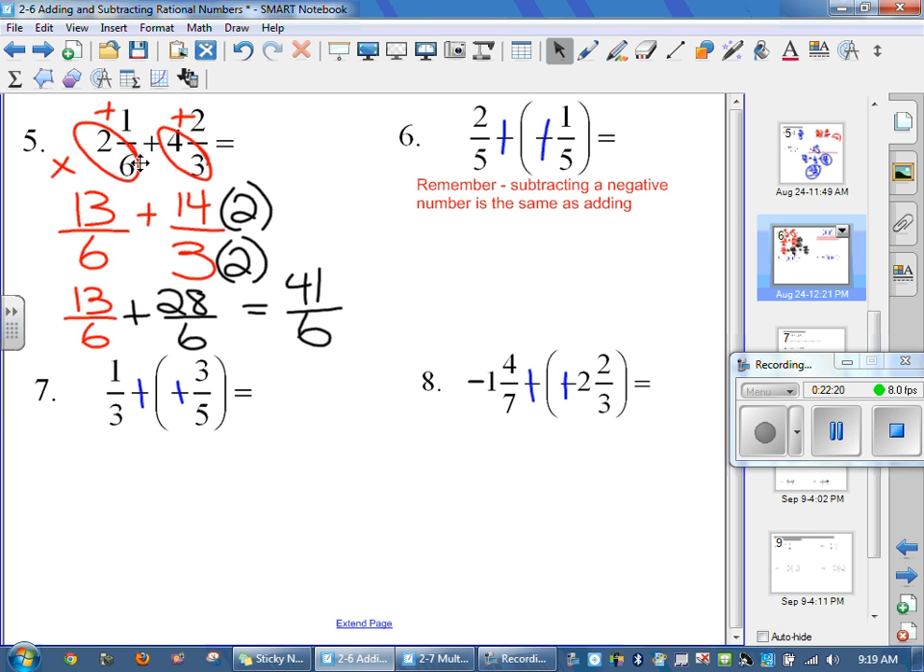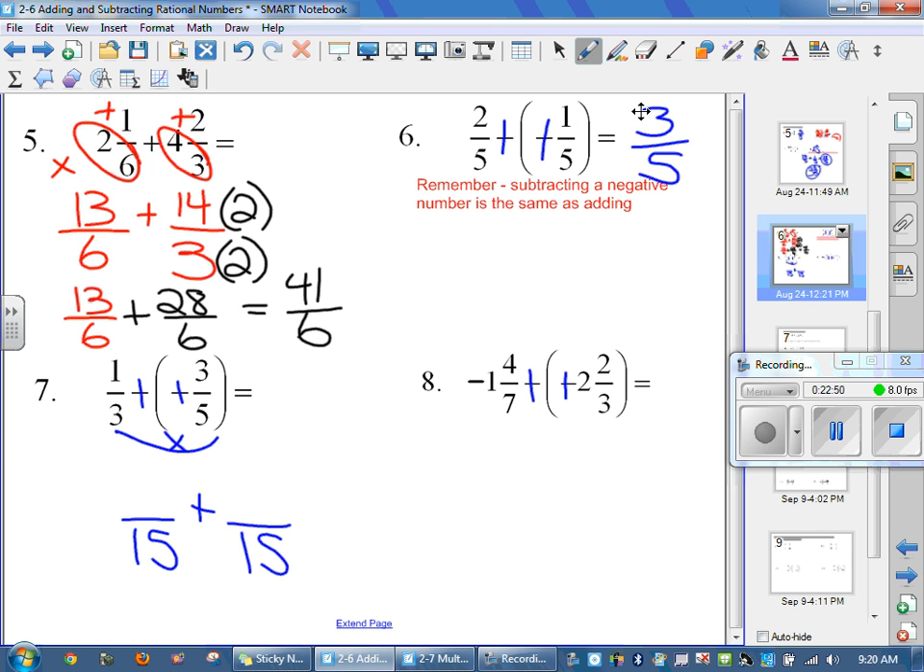All right, number 6. Bottom numbers are the same already. We don't have any mixed numbers to change. Add your tops. 3 out of 5. On the bottom left, number 7. Bottom numbers are different. So if I multiply them together, I get 15. So I have something over 15 plus something over 15. Now I multiply my top numbers by the same thing I multiplied the bottom numbers by. So 3 multiplied by 5.